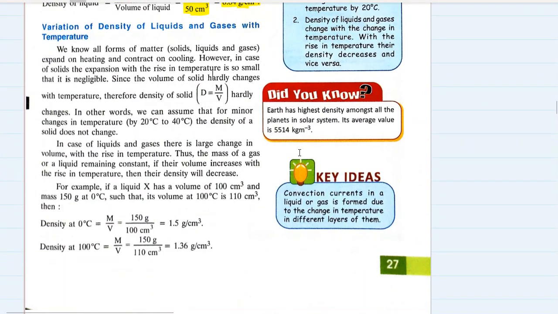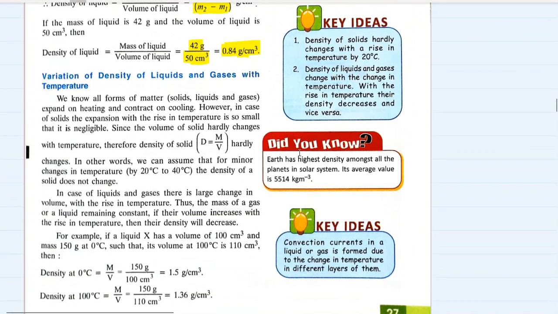Okay, what is the next thing? The next thing is, there are some key ideas which we should look at and discuss. The density of a solid hardly changes with a rise in temperature by 20 degrees Celsius. But the density of liquids and gases changes with change in temperature. With a rise in temperature, the density of liquids and gases decreases, and vice versa.